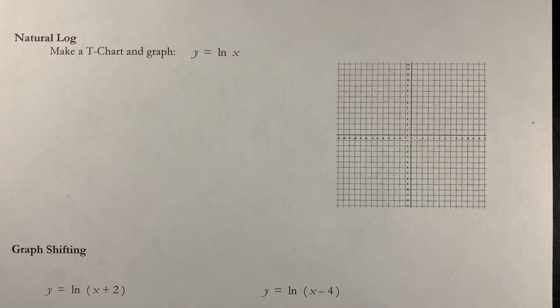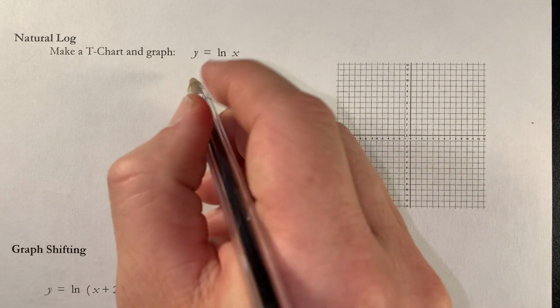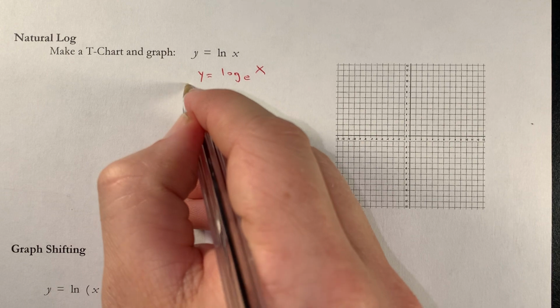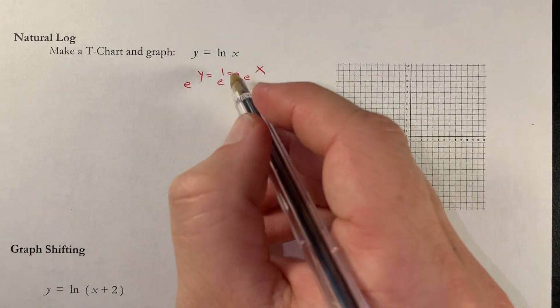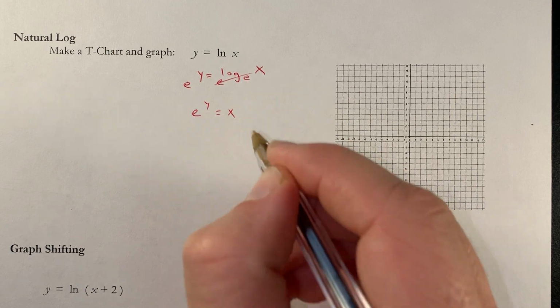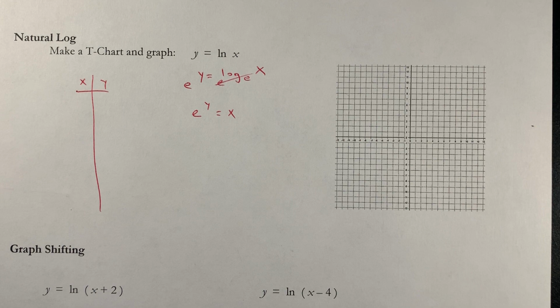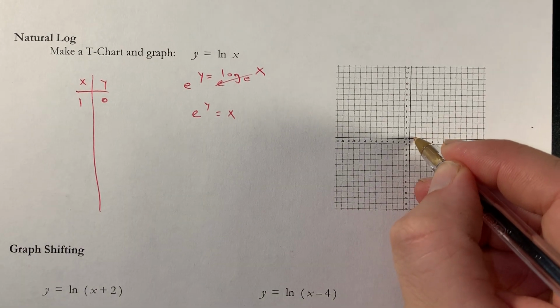Okay, now we are going to graph a natural log function. Okay, and we're going to do it the same way as before. We're going to put it into exponent form. Remember, natural log is log base e. So we're going to do base e on both sides. Okay, so when I do that base e, that cancels out the natural log or the log base e. So I get e to the y equals x. And I'll start my t-chart with a y value of 0. E to the 0, anything to the 0 is 1. So I have the point 1, 0.